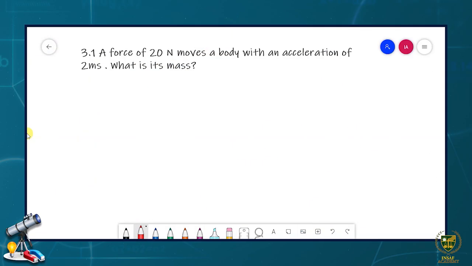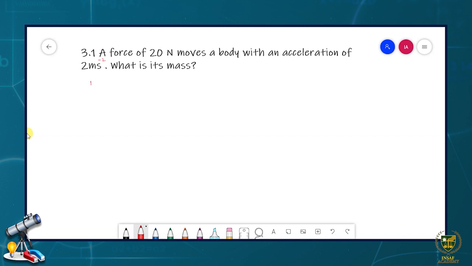Now, numerical number 3.1. A force of 20 Newton moves a body with an acceleration of 2 meter per second square. So, what is its mass? तो उसका mass क्या है, ये आपने find करना है. अब एक बॉडी जिस पर फोर्स एक्सर्ट हो रही है 20 न्यूटन की और वहां पर एक्सेलरेशन प्रोड्यूस हो रहा है 2 मीटर पर सेकेंड स्क्वायर का, तो उस बॉडी का मास क्या होगा? सो लेट्स फाइंड इट आउट.